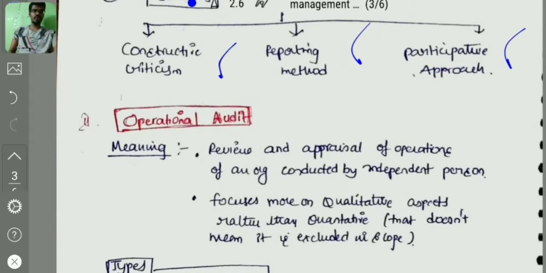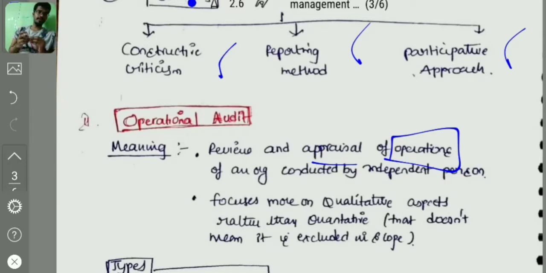The main important thing is operations. Review of appraisal of operations. If you want to write, this mainly focuses on qualitative aspects rather than quantitative aspects. This does not mean that if there is any quantitative deficiency, the operational auditor shall not consider that fact. It is not within the scope of the auditor.